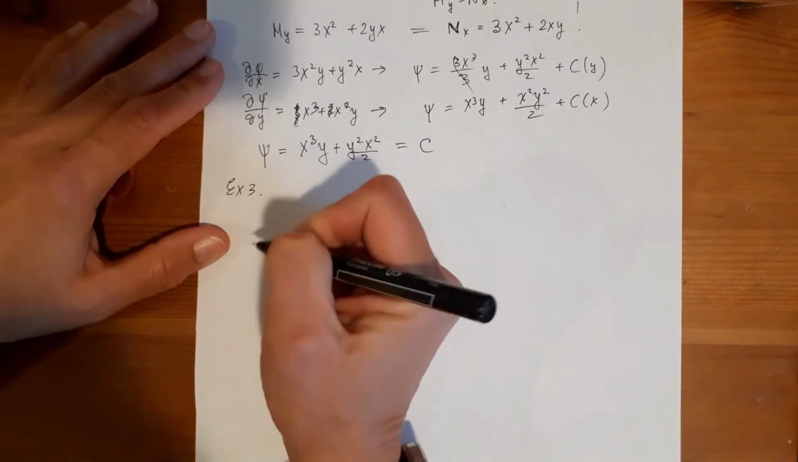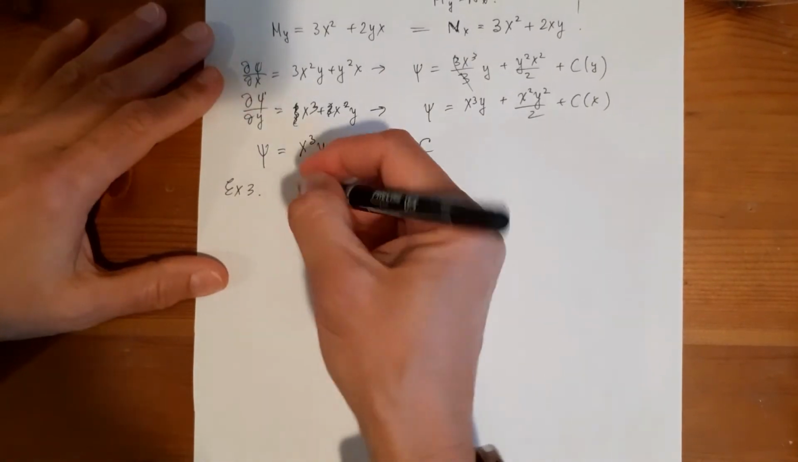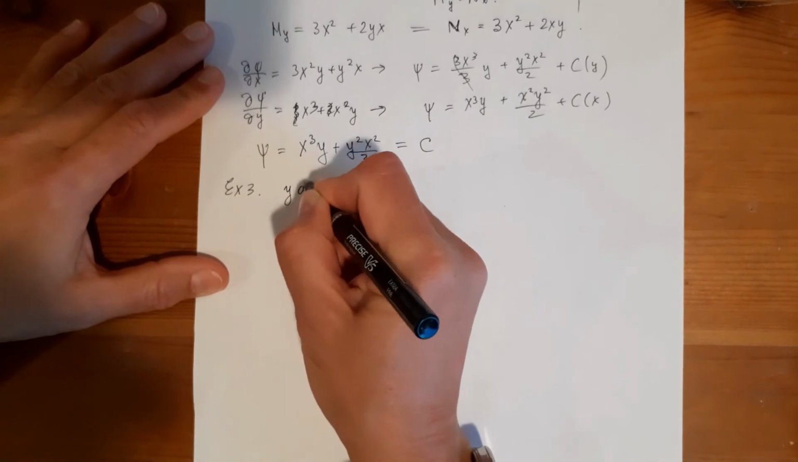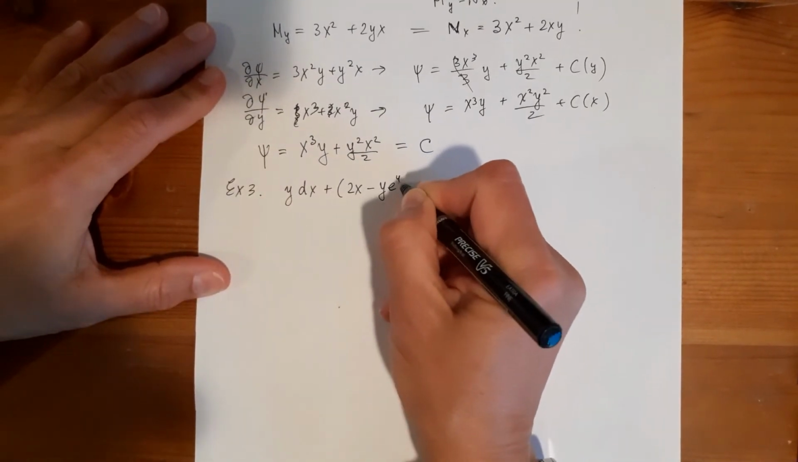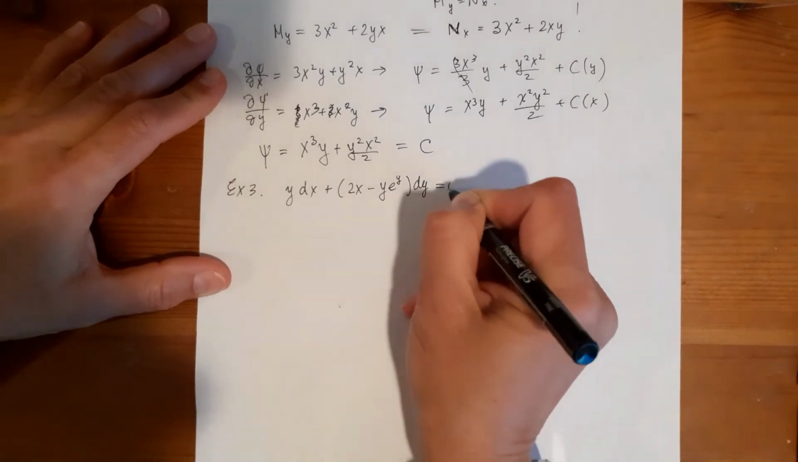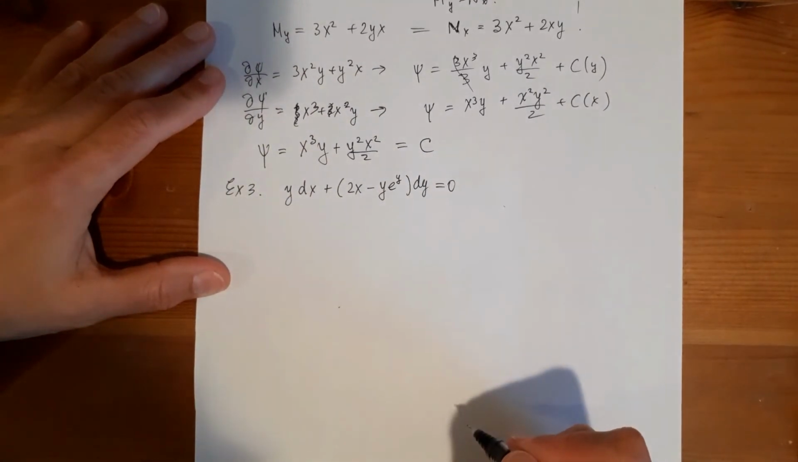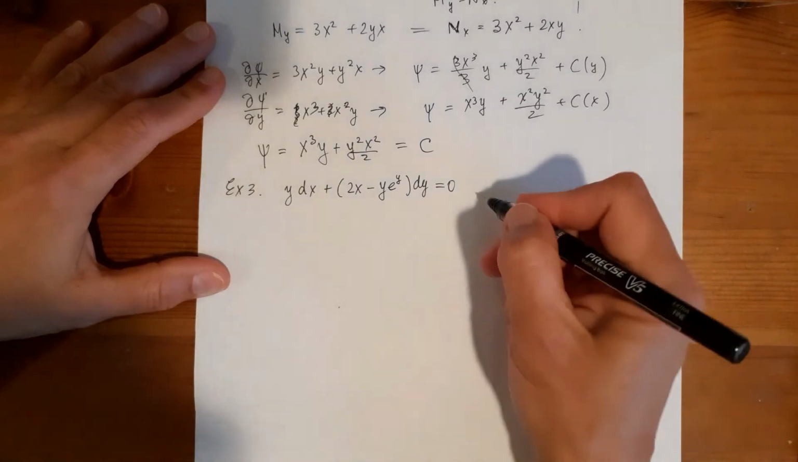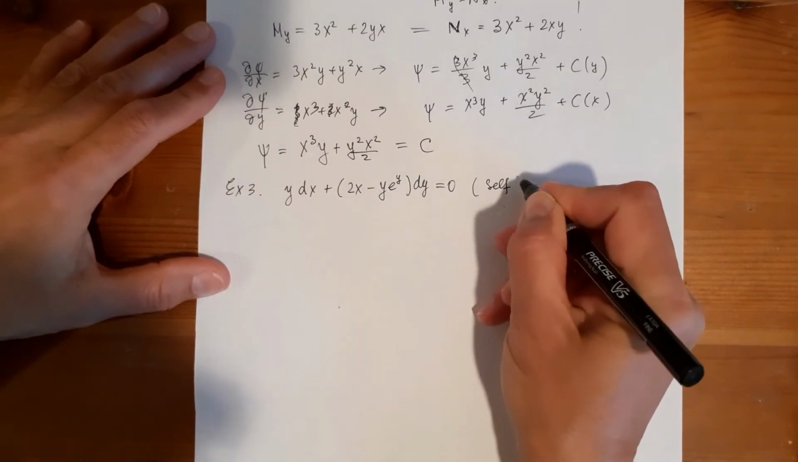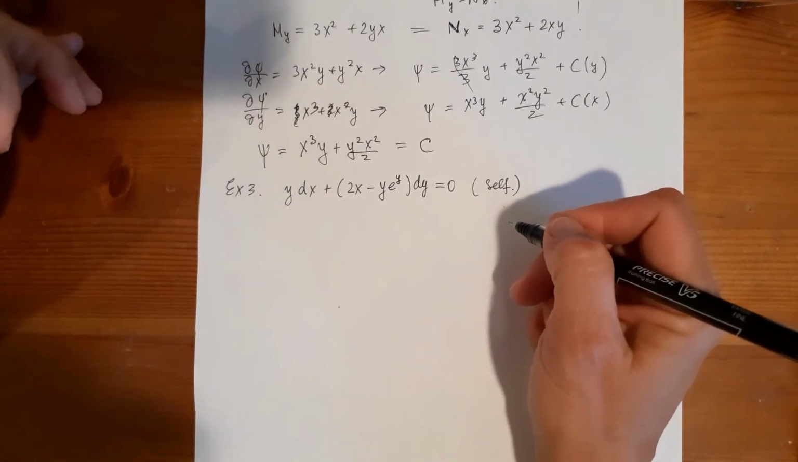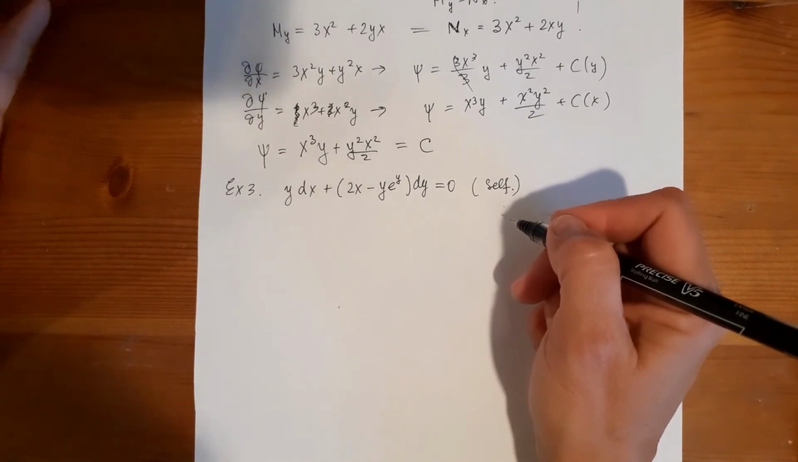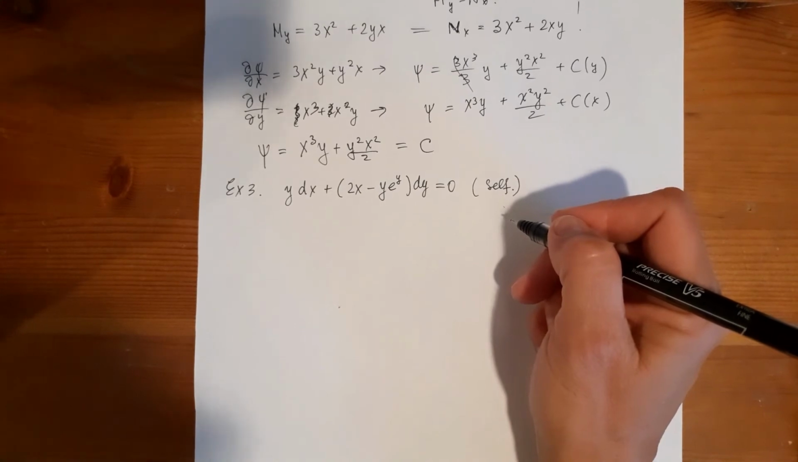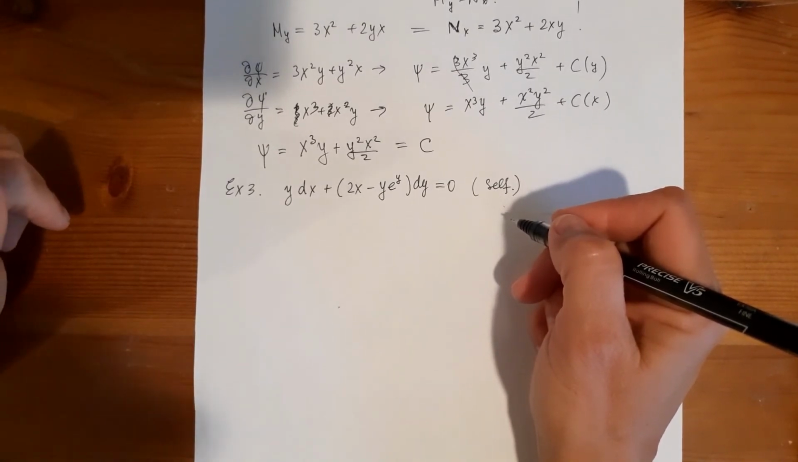Example 3. y dx plus 2x minus y e to the power of y dy equals 0. I'm asking you to do it yourself. Try to check what kind of integrating factor is needed, whether it's exact or not exact, and then you can look at my solution. I'm going to count to 3. I suggest you stop the video and try to do it yourself.